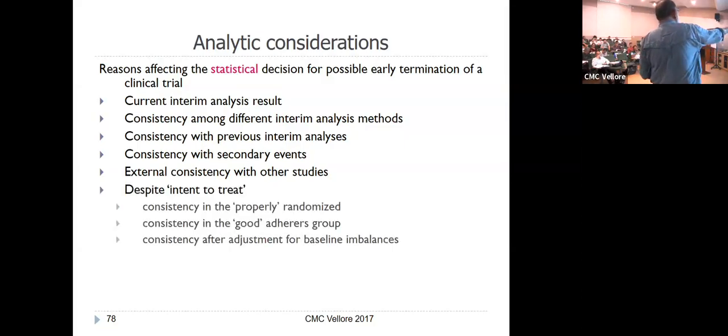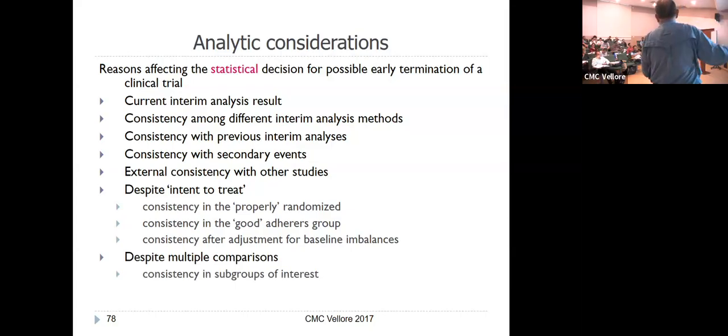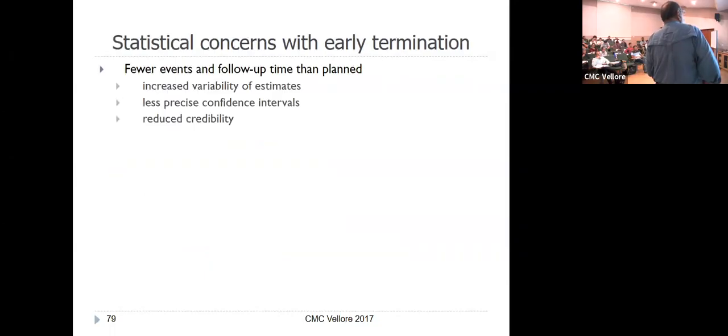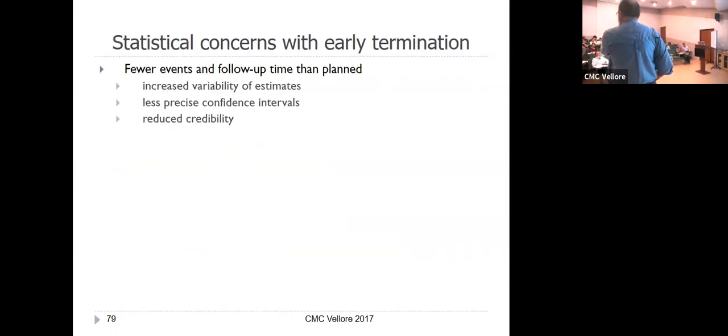And despite intent to treat, they do all of these things. They analyze in all sorts of different groups. They adjust, they do all sorts of things. And they look at all this consistency in subgroups as well. And why? It's because of what he said. I'm stopping early. I did not plan my study to have adequate power to stop early. So did I get a random blip? Did I get something that is really problematic? I'm going to have to report this.